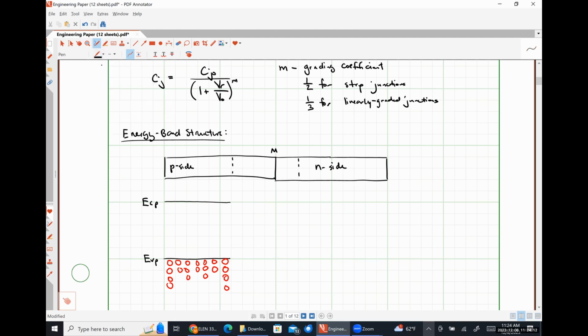Our Fermi level on the P side should be somewhere down here. Now over here on the right-hand side, I'm going to draw the conduction band for the N side of the crystal.